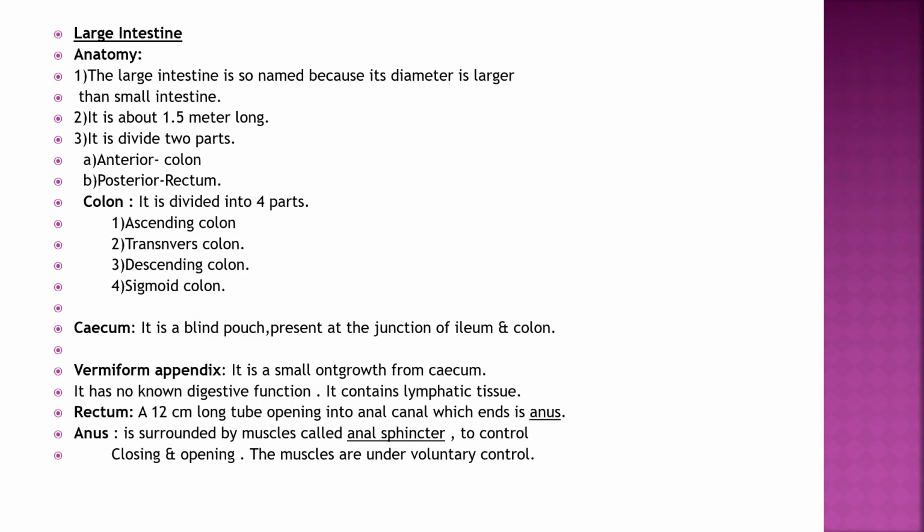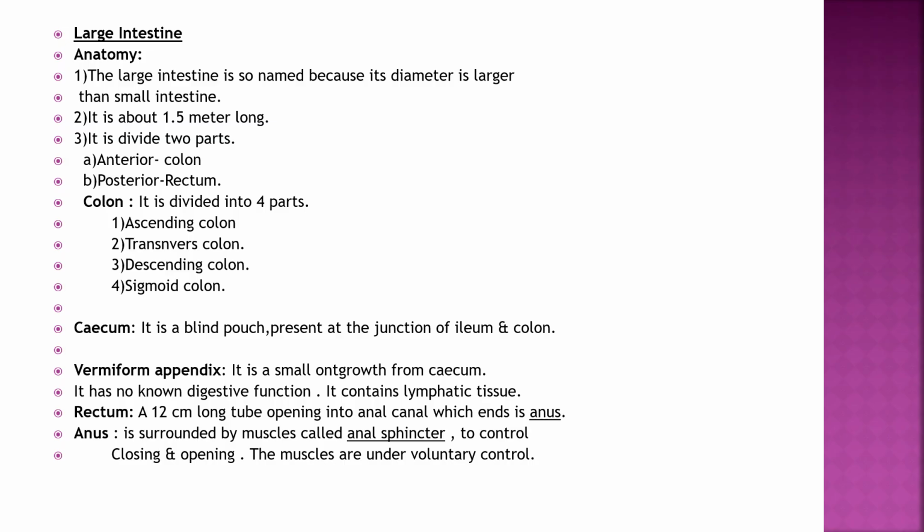The large intestine has parts like the colon, which is descending colon, ascending colon, transverse colon, sigmoid colon, and then the rectum, anal canal and anus. The large intestine is mainly for the storage of undigested food and then defecation, that is, removal of the undigested food from the anus.